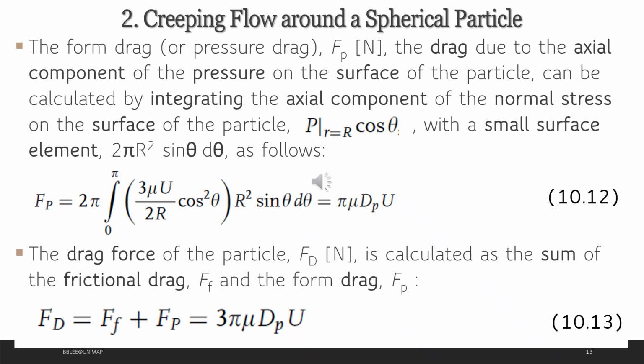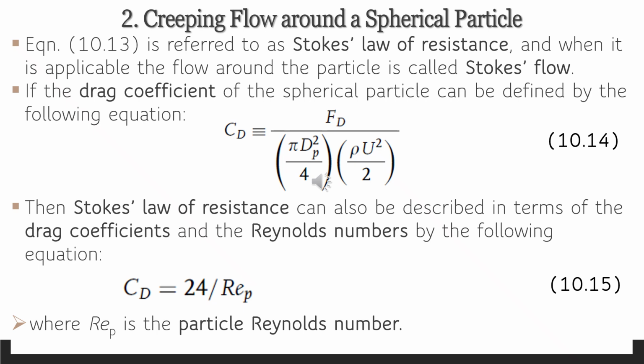The drag due to the axial component of the pressure on the surface of the particle can be calculated by integrating the axial component of the stress on the surface of the particle over a small surface element, following the equation. The drag force, 10.13, is the sum of the frictional drag and also the form drag. Form drag is actually the pressure drag. So altogether, the summation of the total drag force is equivalent to 10.13. 10.13 is referred to as Stokes law of resistance, and when it is applicable to the flow around a particle, it is called Stokes flow.